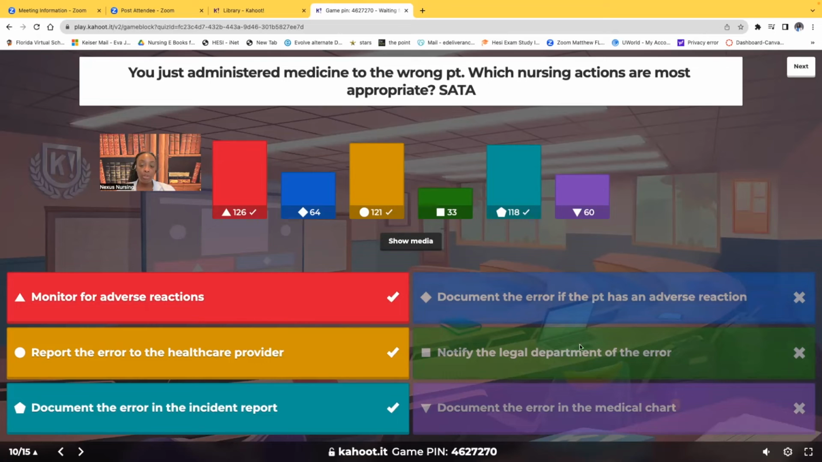Next, notify the legal department of the error. Note: you notify the healthcare provider and your immediate supervisor, and they will bring it up the chain of command as necessary. And next, document the error in the medical chart. You never do that.